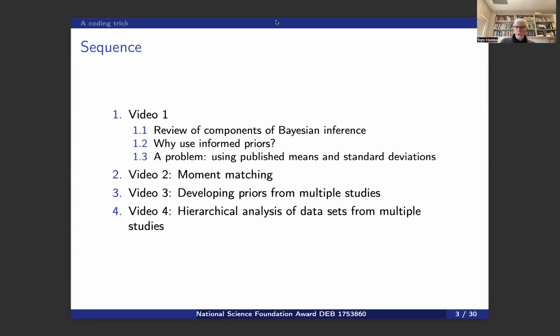most statistical distributions. In video two, we proposed a solution to that problem, moment matching, a very useful technique. Then we went on to show methods for informing priors from multiple published studies. And now we're going to talk about hierarchical or multi-level analysis of data from multiple sets, from multiple studies.